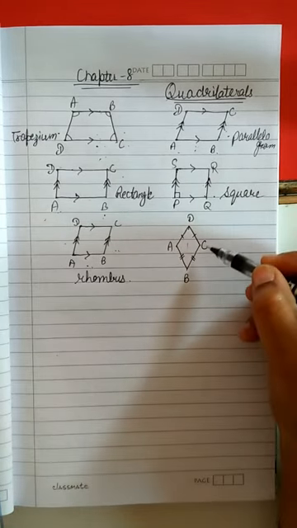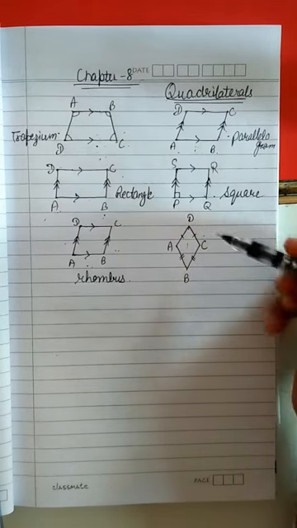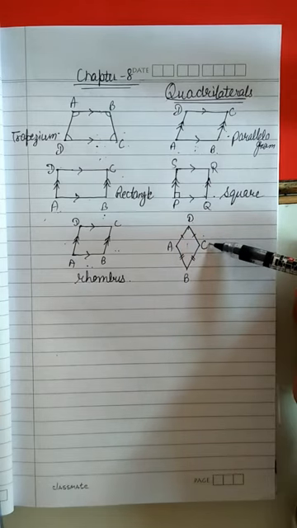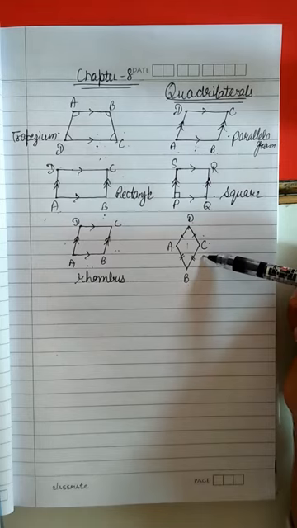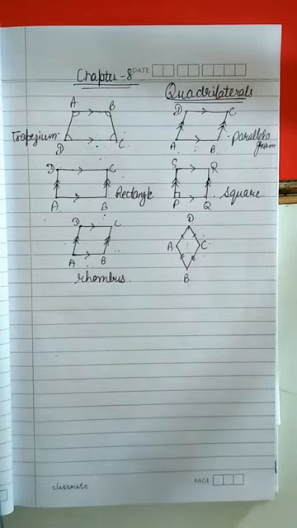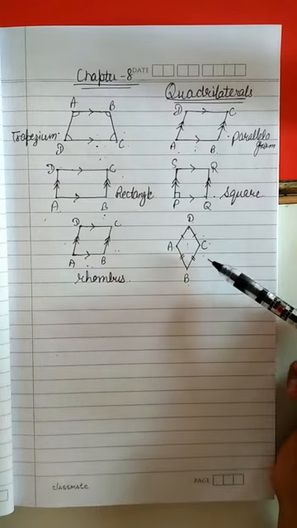This is also a quadrilateral, a four-sided figure, and in this AD is equal to DC and AB is equal to BC. So these two pairs of adjacent sides are equal, and it is not a parallelogram. So this figure is known as a kite.